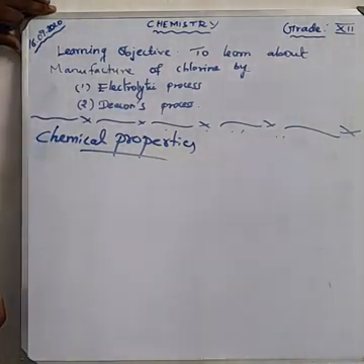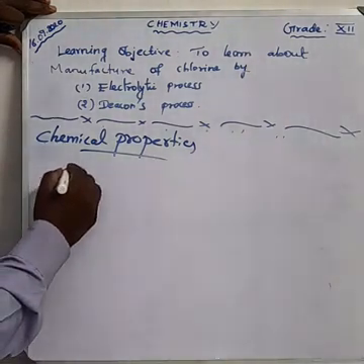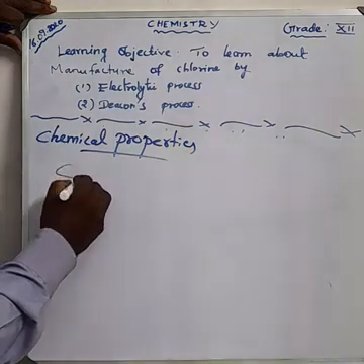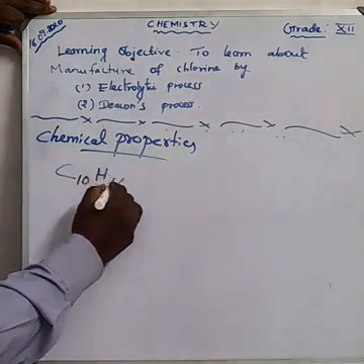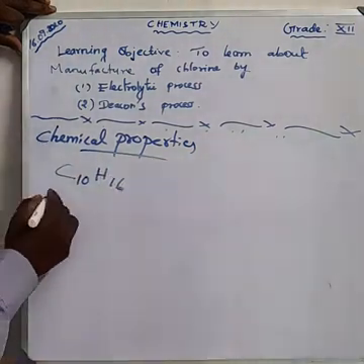Turpentine formula is C10H16. Okay. Turpentine formula C10H16. Turpentine.